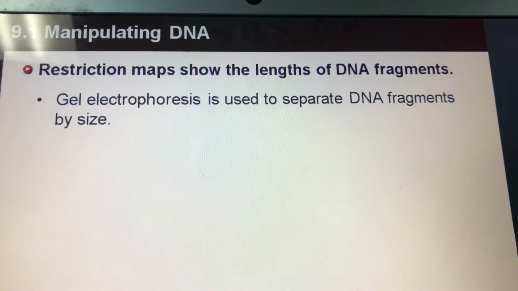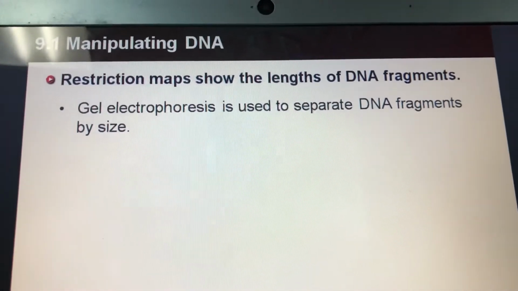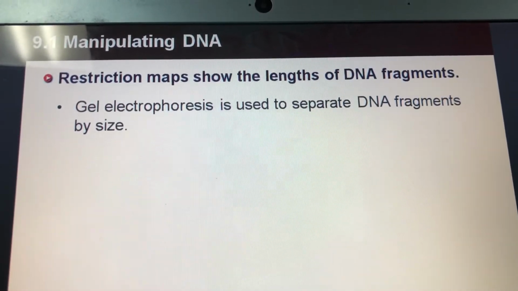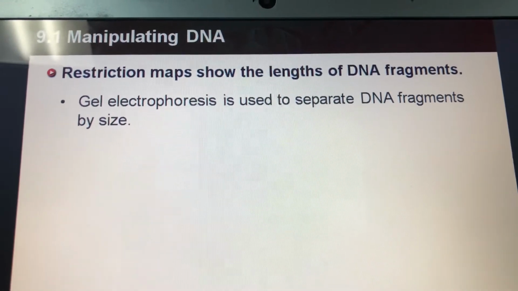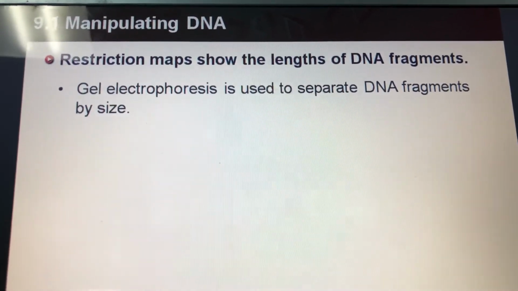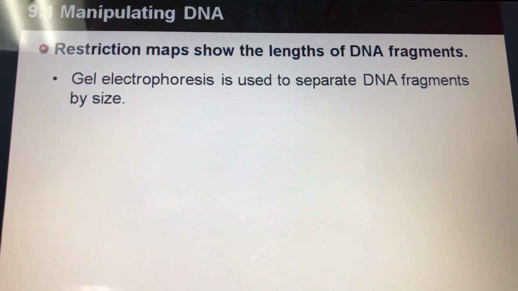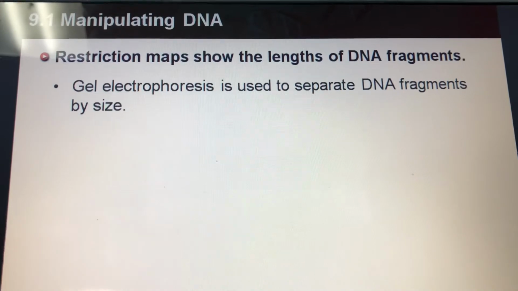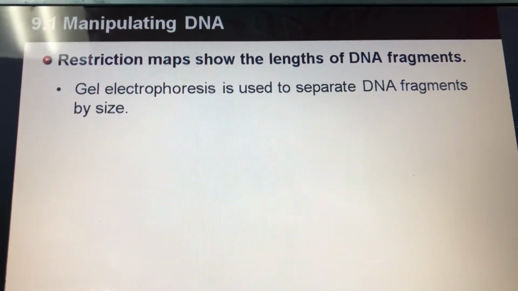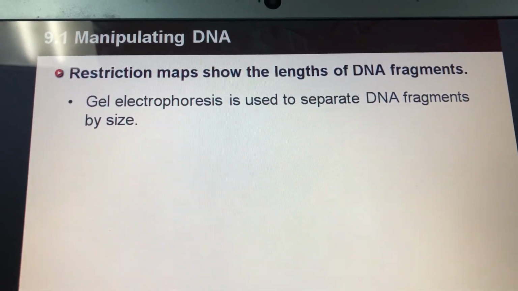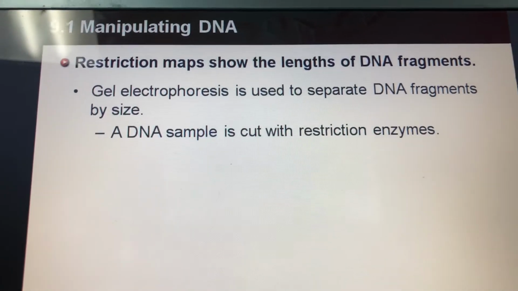After we cut, the DNA fragments should be separated by using gel electrophoresis, and this will show restriction maps at the end. The restriction maps show the length of DNA fragments. We must separate the DNA fragments to see the length of each fragment. Gel electrophoresis is used to separate DNA fragments by size.